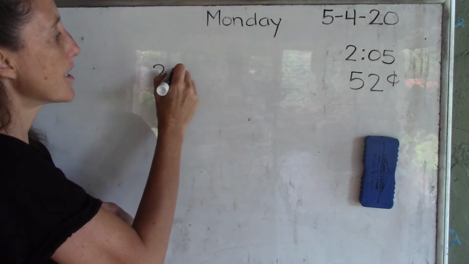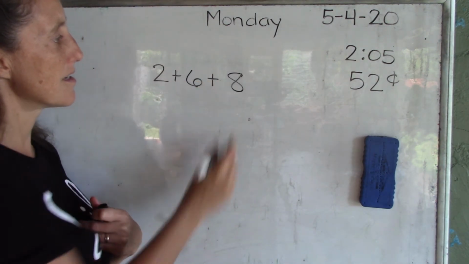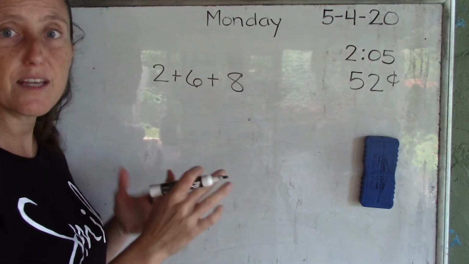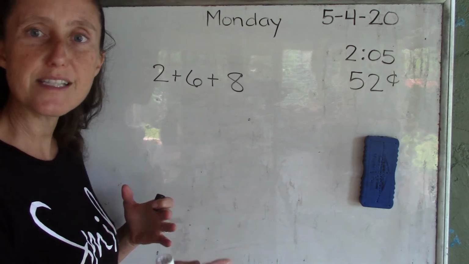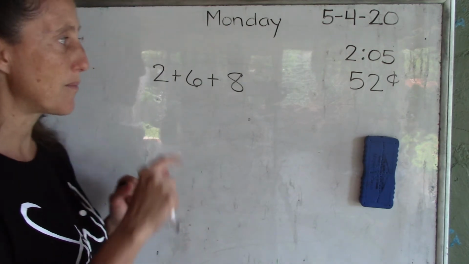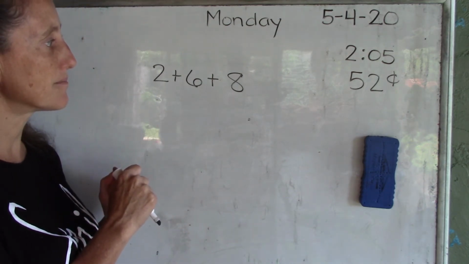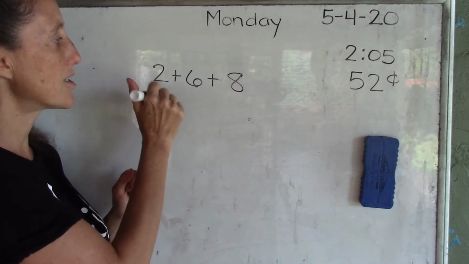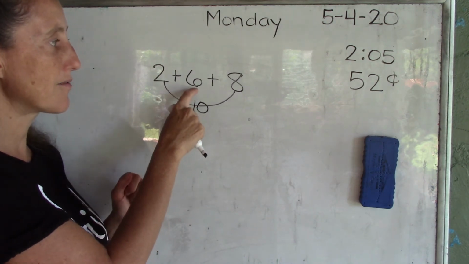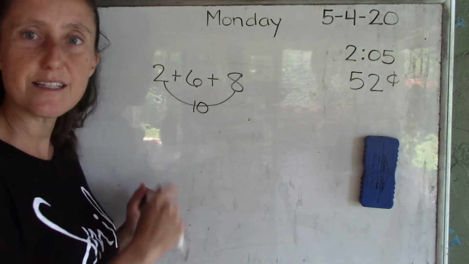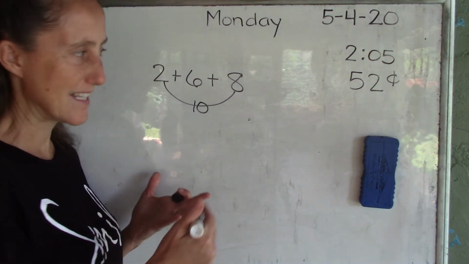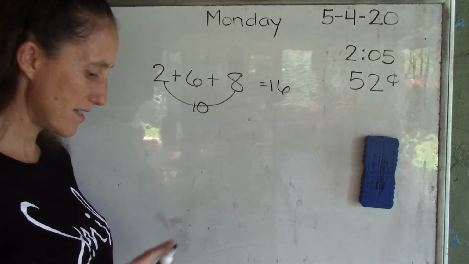Okay, you're also going to come across these kind of problems. And usually we're used to just doing like 2 plus 6 or 6 plus 8. But when they give you more than 2, they want you to see if you can come up with 2 numbers that equal 10. Not always, that won't always work, but what 2 numbers here do you see that equal 10? 8 plus 2 equals 10. So then all you have to do is add 10 plus the one that was not part of the 10. So 10 plus 6. What is 10 plus 6? Or 6 more than 10? 16. So 16 is your answer.